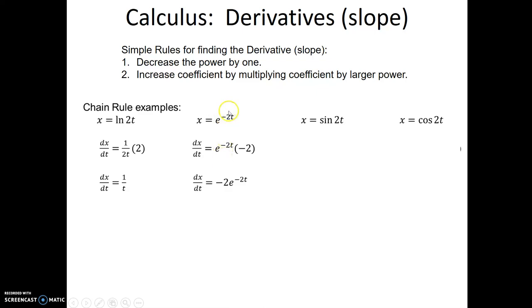Same thing here. Derivative of e to the negative 2t is e to the negative 2t, but then the derivative of negative 2t is negative 2. So I get negative 2 e to the negative 2t.